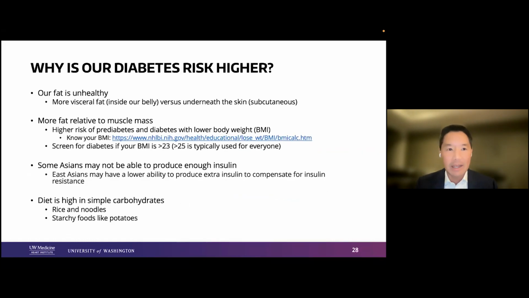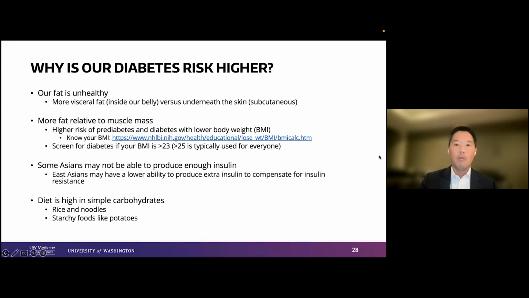So why is our risk of diabetes higher? We know that our fat tends to be unhealthy. Even though Asians tend to be overall not as heavy as other racial groups, our fat tends to be unhealthier than theirs. We have more visceral fat, meaning the fat sits inside our belly instead of underneath the skin, and that fat tends to be more metabolically active and more dangerous. The other thing we also know is that some Asians have more fat relative to muscle mass. Having more fat, as I said, is a risk factor for cardiometabolic disease. And so we'll go into that a little bit more.